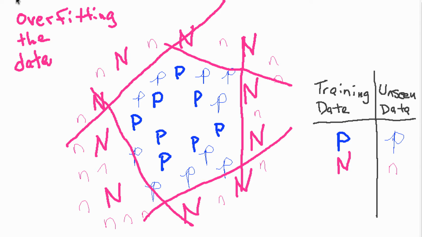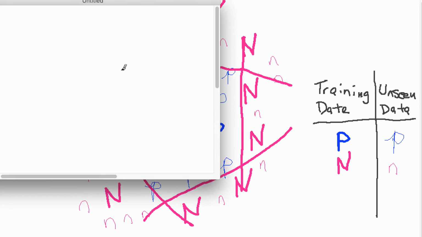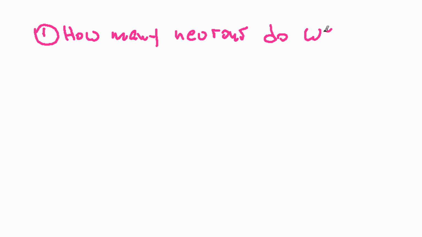This raises a very interesting research question when it comes to neural networks, okay? Typically, the neural network scientist is given a bunch of data, and there are a couple of things that they don't know. The first question is, how many neurons do we need? And in general, we don't know the answer to that.